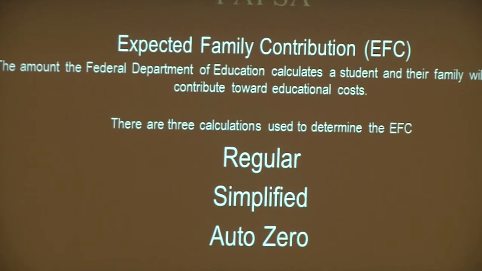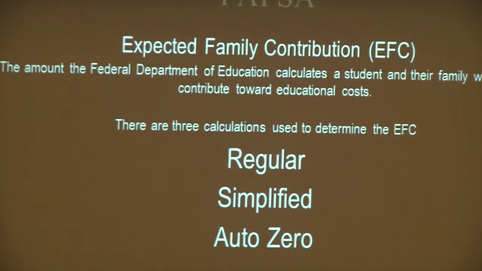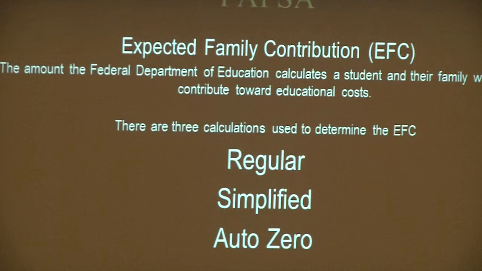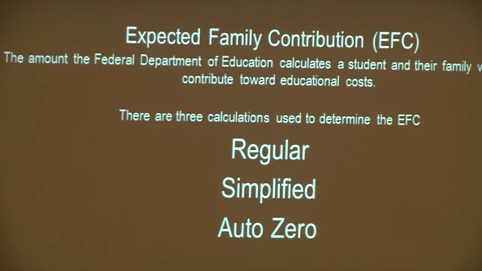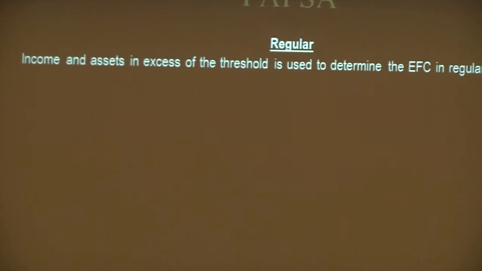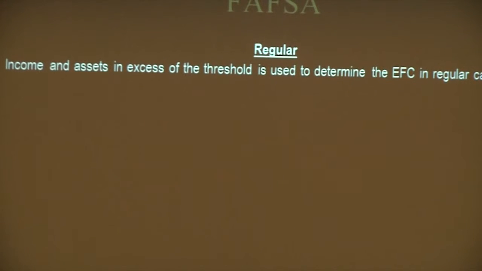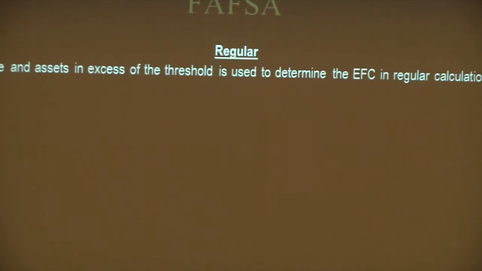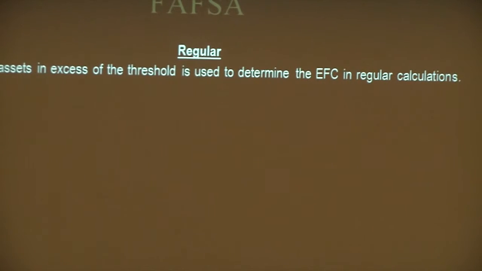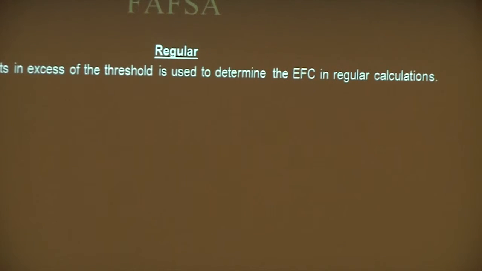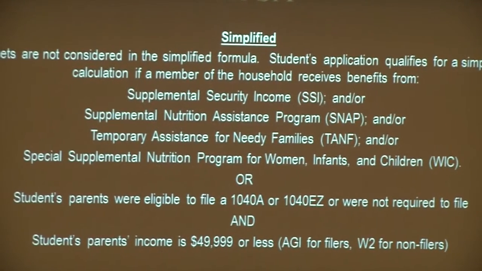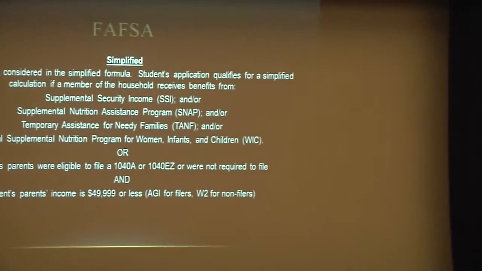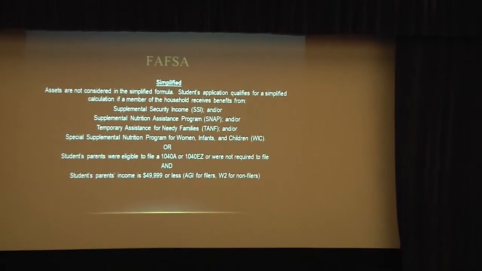So there are three calculations that are used to determine the EFC, and I just want you to have kind of a general knowledge of it so that you're comfortable with the lingo and more familiar about kind of what's going on with the application. There's a regular, a simplified, and an auto zero. The regular calculation includes the family's income, as well as the assets. If the net worth of the assets exceeds that threshold amount, they're going to include both of those pieces of information in determining that EFC. The second calculation is a simplified, and I know it doesn't look so simple, it's way longer than the regular calculation, but it really is much simpler because assets are not considered in this calculation.